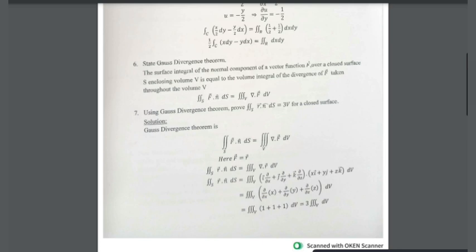Next we need to state the Gauss divergence theorem, that is double integral S f dot n cap dS equals triple integral V del dot f vector dV. Here f denotes a vector function under a closed surface S, and V denotes the volume, that is a volume integral of the divergence of f vector taken throughout the volume. Next we are going to see a problem in Gauss divergence theorem.